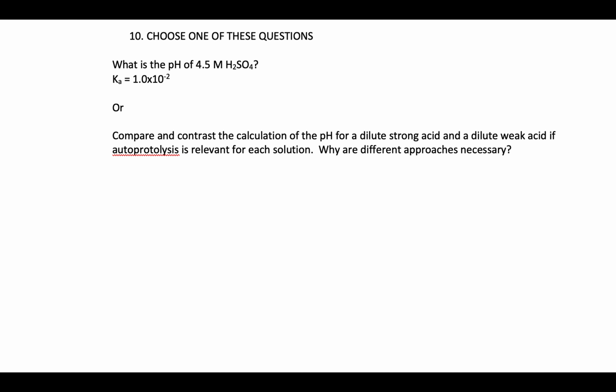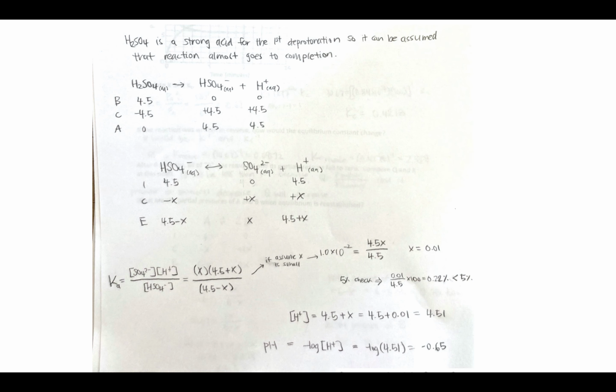Within this, two different questions. Most students chose the calculation. Here's a run through within the calculation. Key step would be to recognize that sulfuric acid is a strong acid in terms of donating the first proton, so we can look at that stoichiometrically. Then put that into our subsequent ice table. So we have a head start on the initial value there.